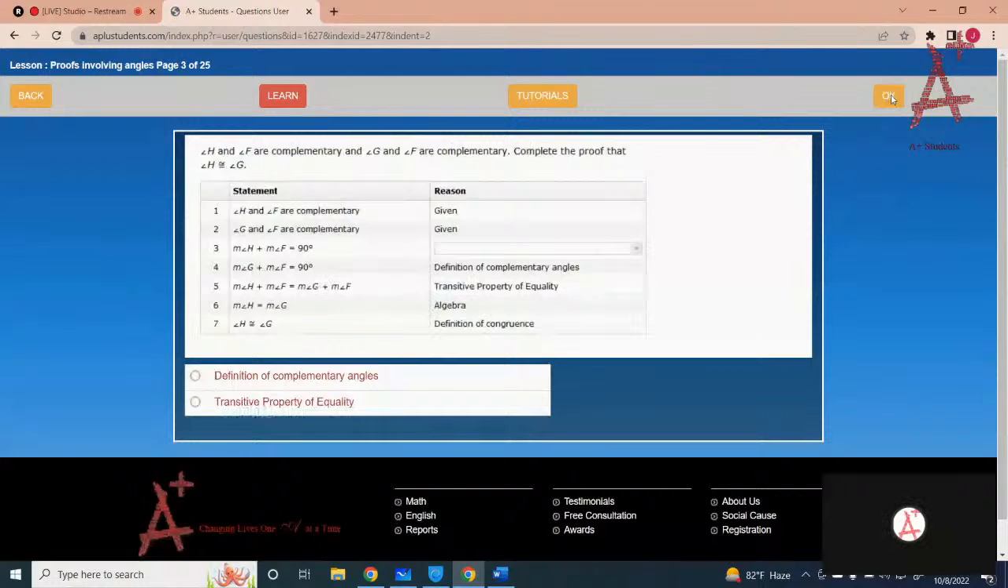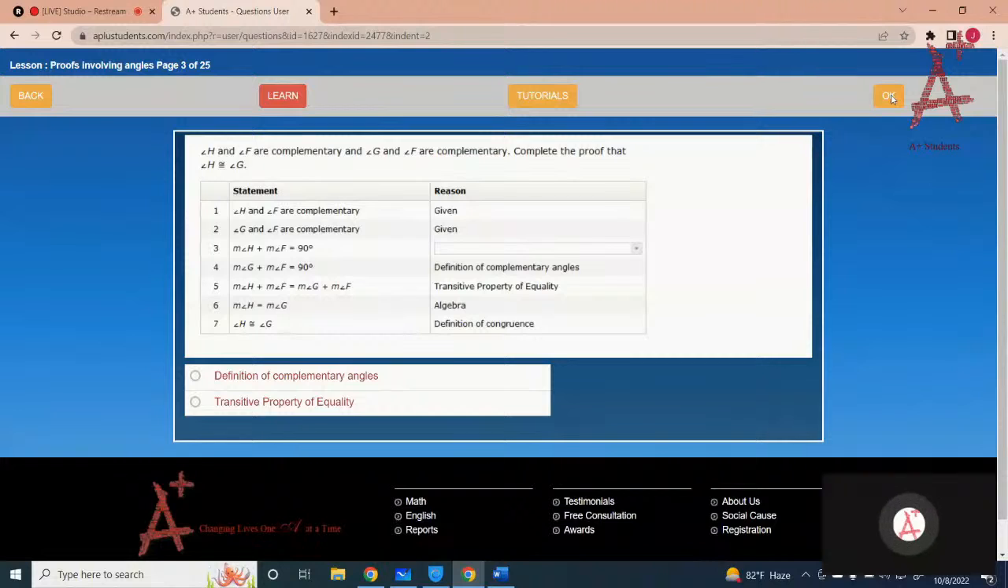Okay, angle H and angle F are complementary and angle G and angle F are complementary. Complete the proof that angle H is congruent to angle G. We are given that H and F are complementary and G and F are complementary.